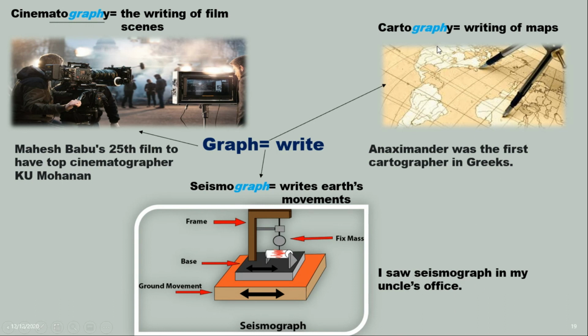Let us again look at the meanings of different words here. Cinematography, the writing of film scenes. Cartography, writing of maps. Seismograph, writes Earth's movements.